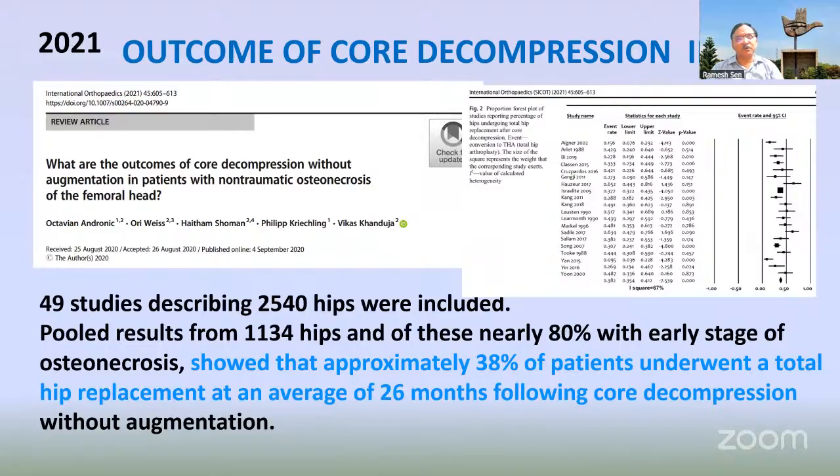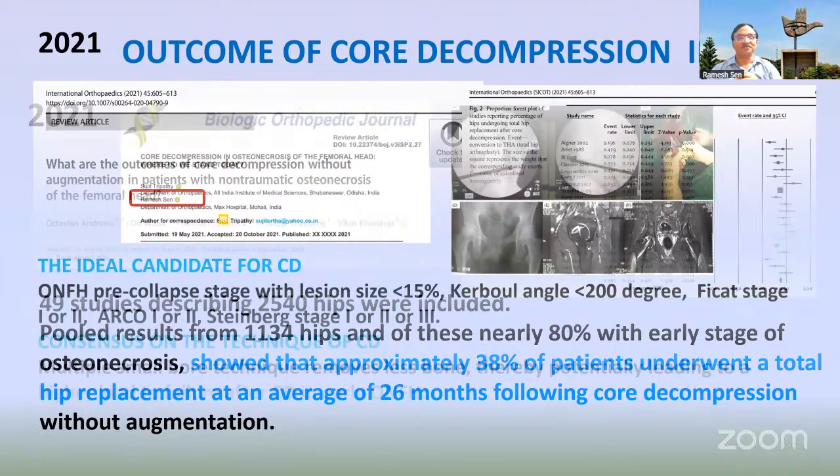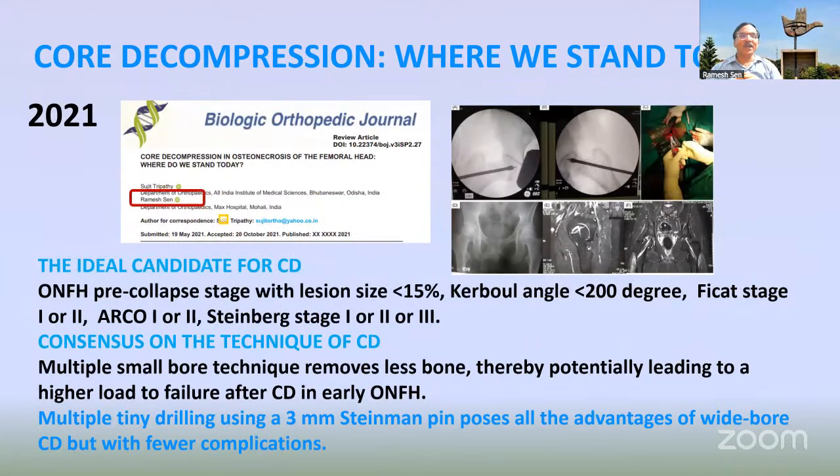This is not a very old paper, and one of the authors is Vikas Khanduja, whom we all know. This meta-analysis says that approximately 38 percent eventually went for replacement after the core decompression if no augmentation was done. So as for core decompression, again, when should it be done?